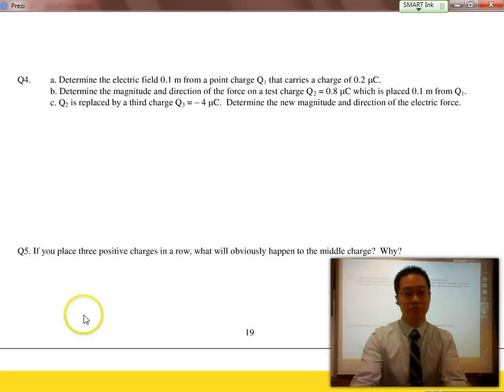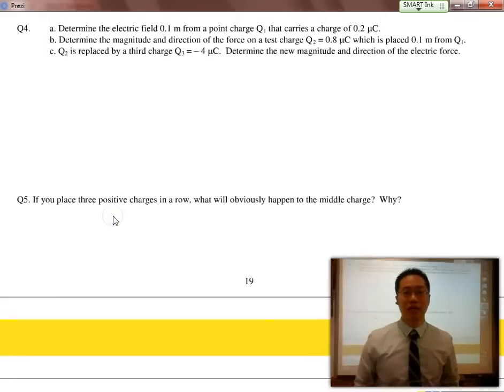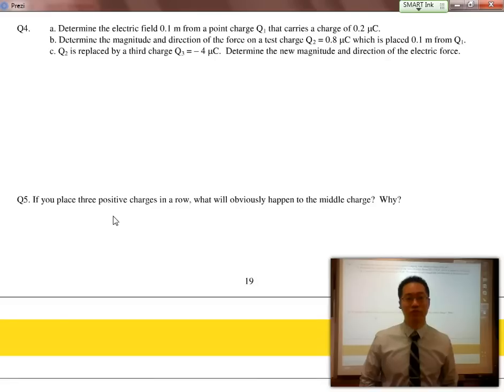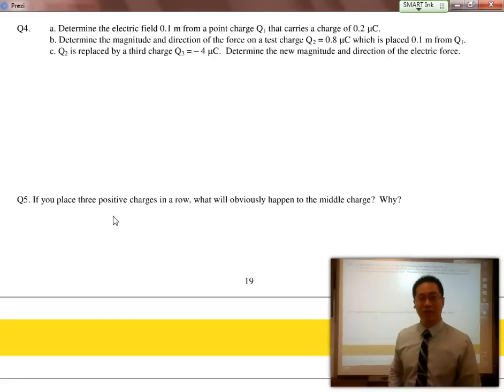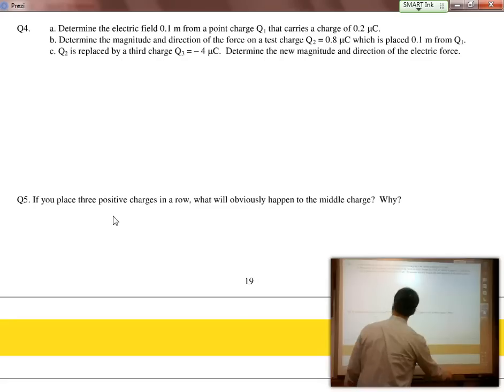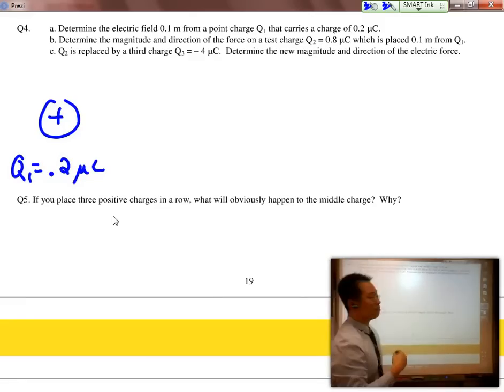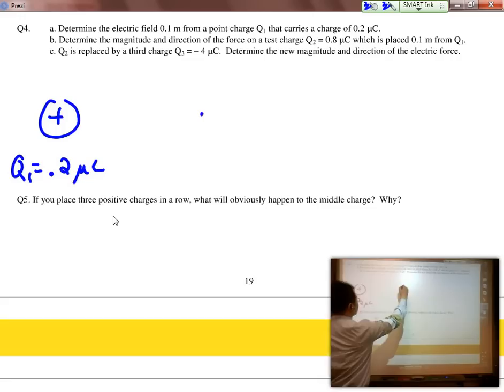Now for our next question, let's take a look at question 4. It starts off the same. Part A asks, determine the electric field 0.1 meters from a point charge Q that carries a charge of 0.2 microcoulombs. So we have a point charge Q1, 0.2 microcoulombs. They want to know what is the electric field 0.1 meters away. I didn't specify. We'll just assume 0.1 meters to the right. Okay. So at this random point in space, they want to know what's E.